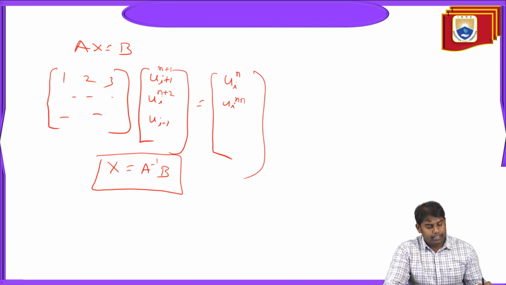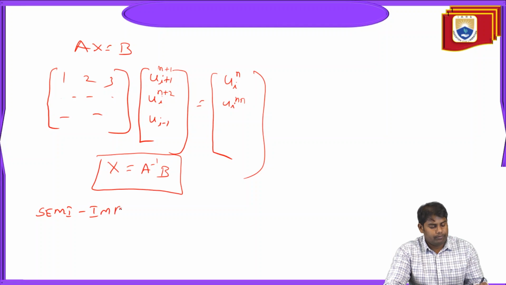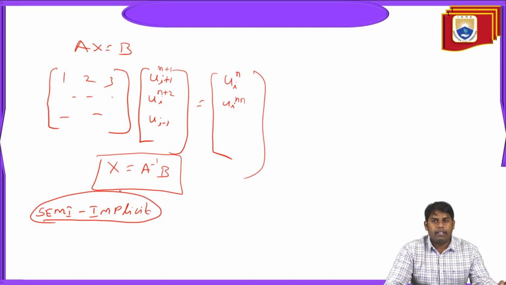So the next task is to see what semi-implicit is. Here the word itself tells you that semi-implicit means half implicit. So how do we switch to semi-implicit schemes? What is the general equation? We will see.